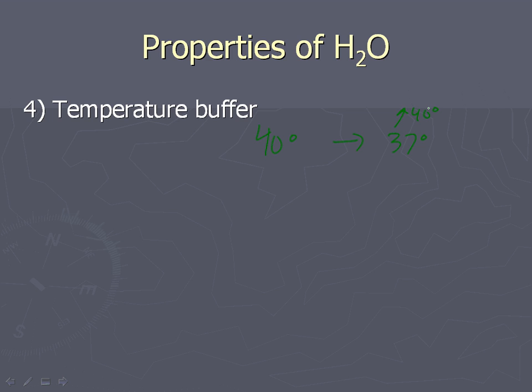Okay? So a temperature buffer, same thing. If you're at -2 outside, what happens when things are below freezing? Well, it's going to freeze solid, and if our blood did that, that would be a problem as well. Okay, so it prevents overheating or freezing.